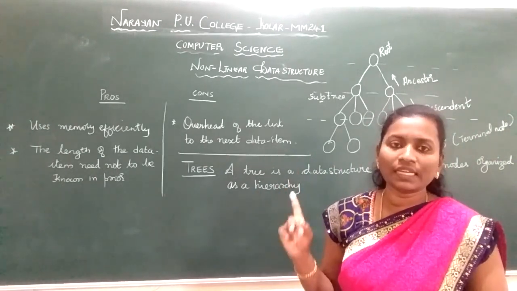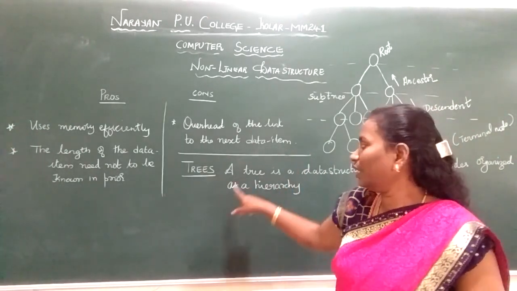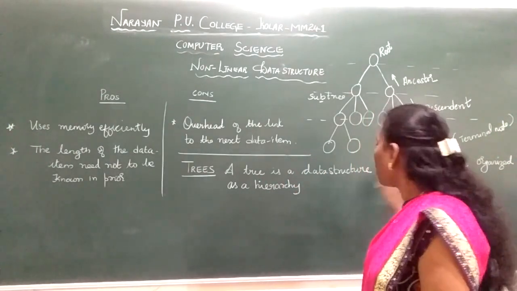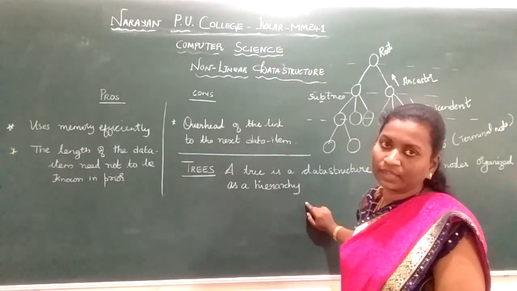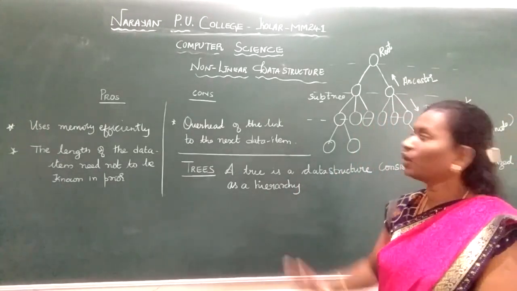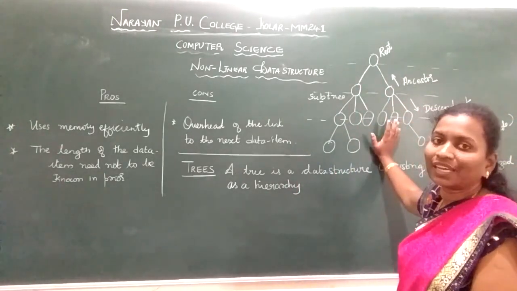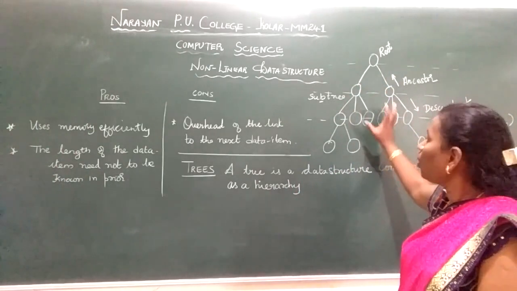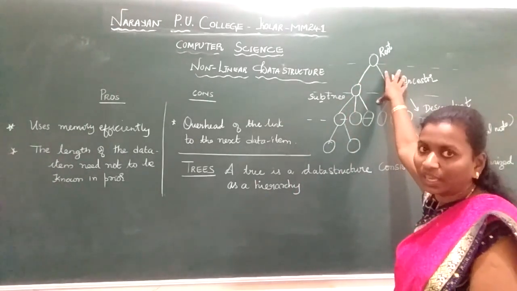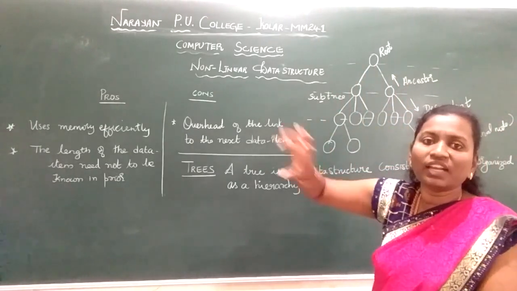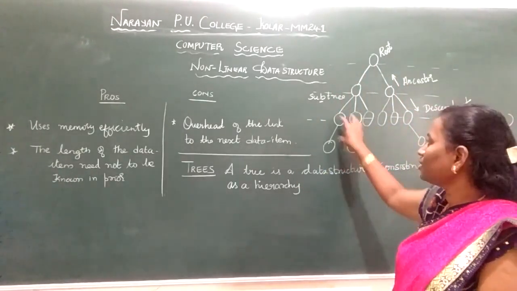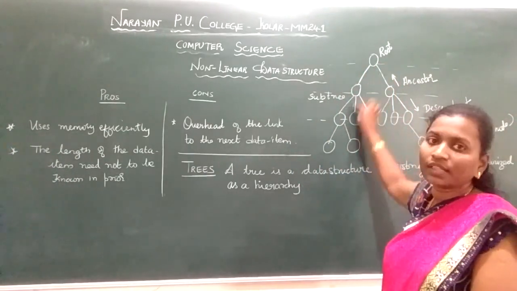Example for non-linear data structure is trees. A tree is a data structure consisting of nodes organized in a hierarchy. So a tree is also one of the non-linear data structures. Each and every node is organized in a hierarchy. I call each and every data item here a node. How we call in the linked list the link field and the data info part as a node, here also we call this data element a node.